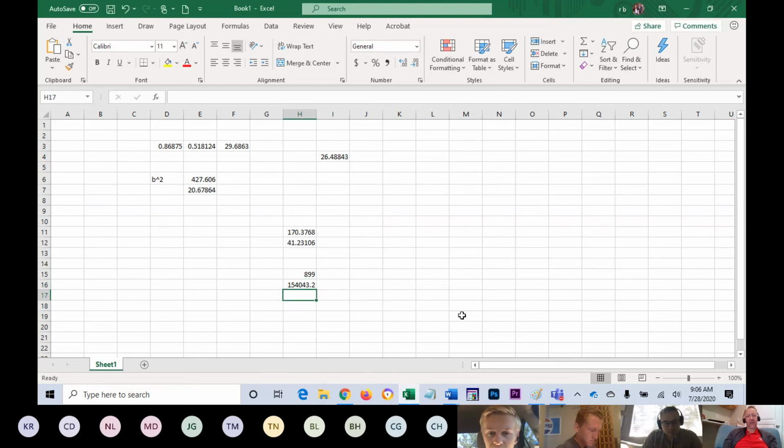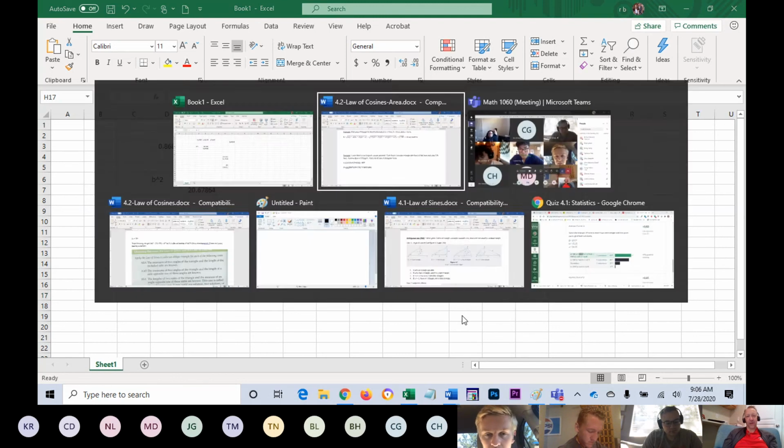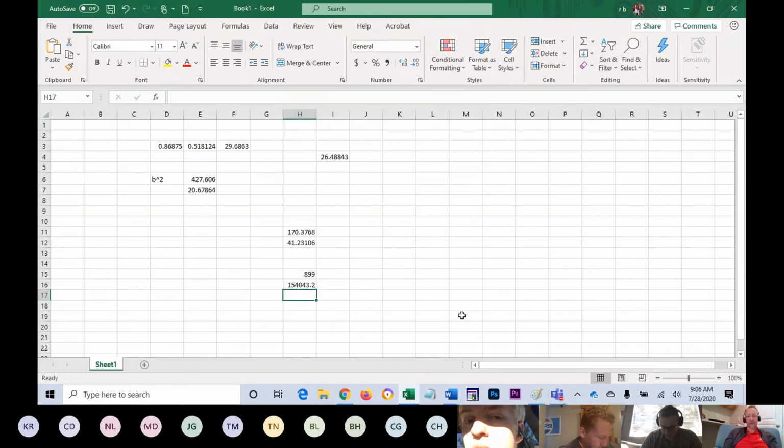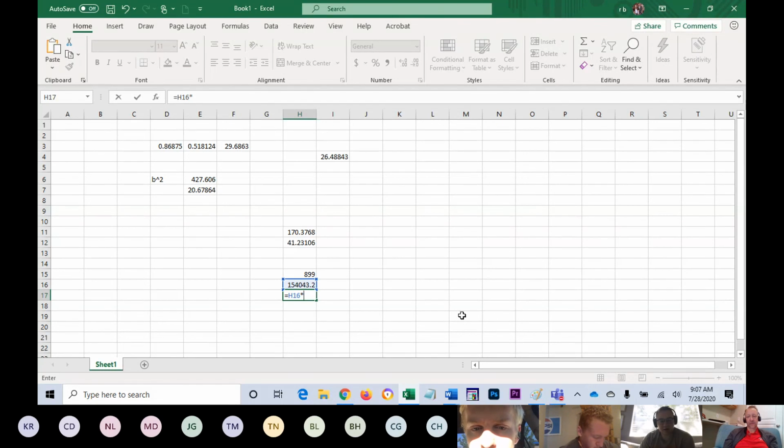So that's 154,043 square feet. These are all in feet, right? Yes. Okay. So how much does that cost, Graham? A lot. A lot of money. How would we figure out the cost? So you just multiply that number, which was 154,043 times 35. $35, and let's put that in dollar signs here.